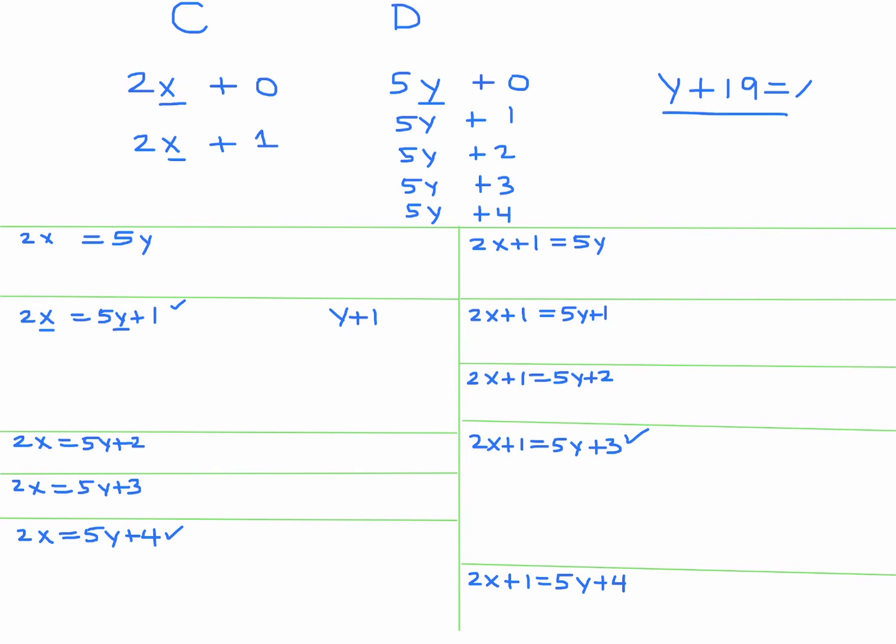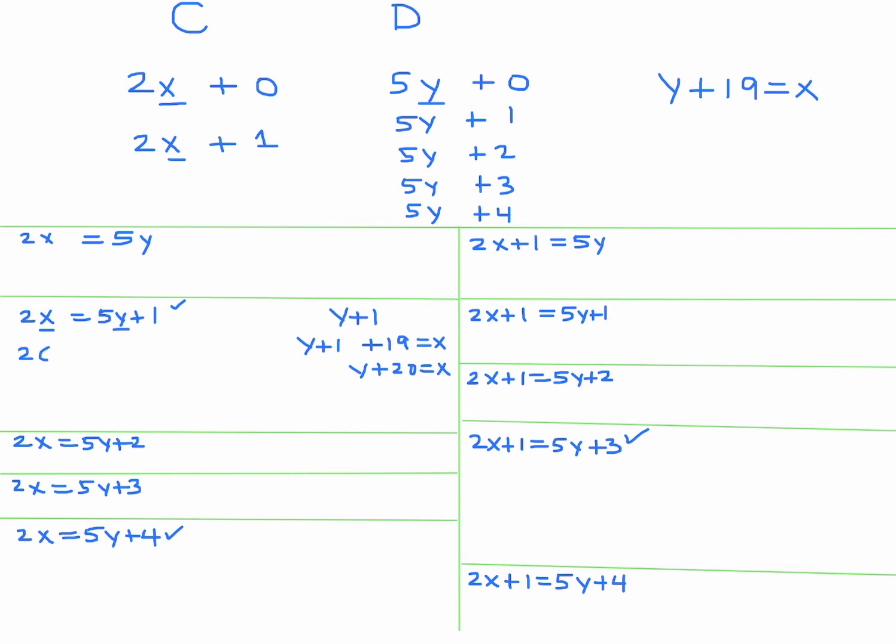So this formula has to be modified a little bit. It's still going to be y plus 19 is equal to x, but instead of y, you're going to put y plus 1, and then plus the 19 is equal to x. So y plus 20 is equal to x. Okay, so now we're going to substitute that into here.